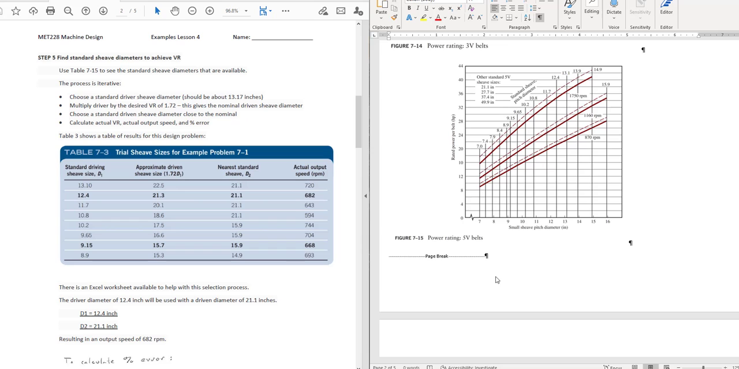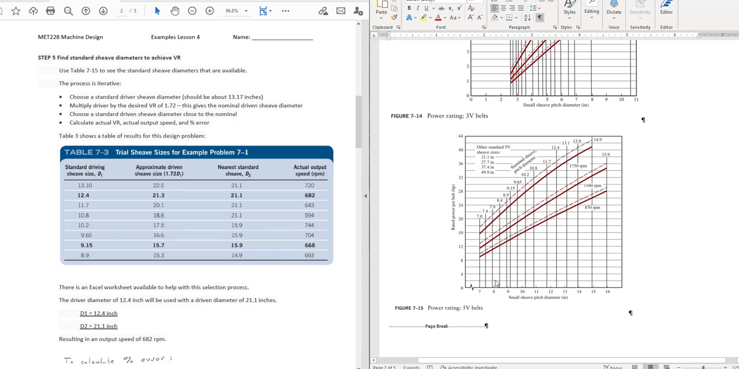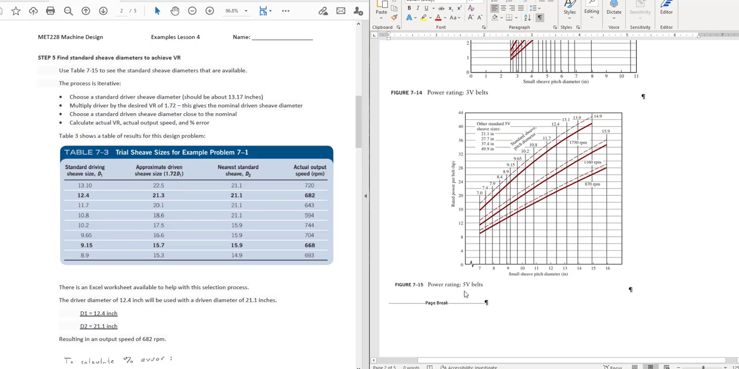Okay, we're working with V5 belts now, so we can look at figure 7-15, and that is the power rating for V belts. We're going to be using this in the next step, but we're going to use this one because it also shows us what the standard sheave pitch diameters are. These are the sizes of the sheaves that are available. They start at 7, 7.4, 7.9, all the way up here, and then these are the other sizes. So we got everything from 7 inches up to 15 here, and then 21, 27. These are the standard sizes that are available.